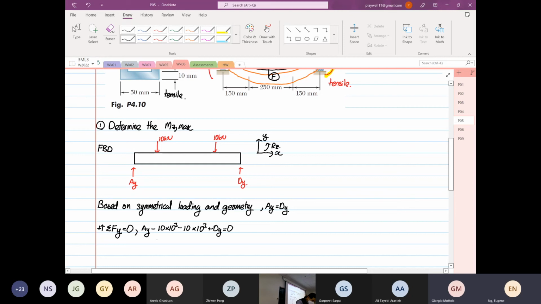So you can have 2Ay equal to 20 times 10 to the power 3, because Dy is also equal to Ay, right? So Ay is equal to 10 times 10 to the power 3 Newton, and this is also equal to Dy.